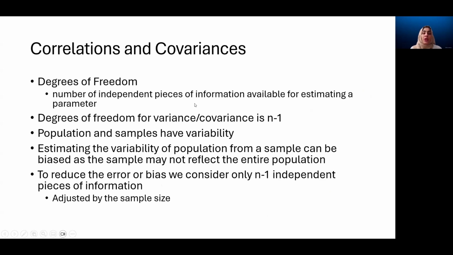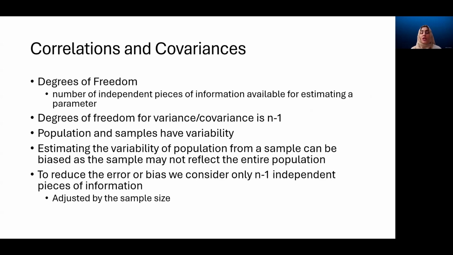Coming to the degrees of freedom, we saw that earlier in calculation of variance also. And at that time, we deferred the discussion for a later lesson. And now is the time that we discuss it. So degrees of freedom basically mean the number of independent pieces of information available for estimating a parameter. Here we are estimating the covariance.